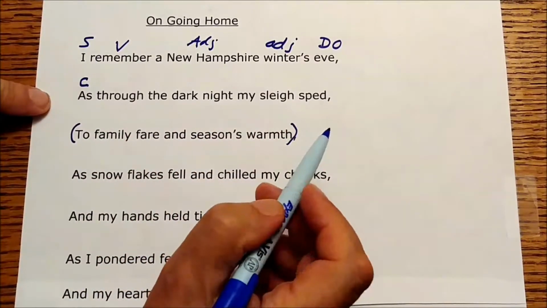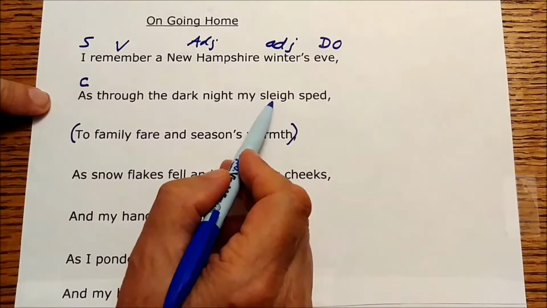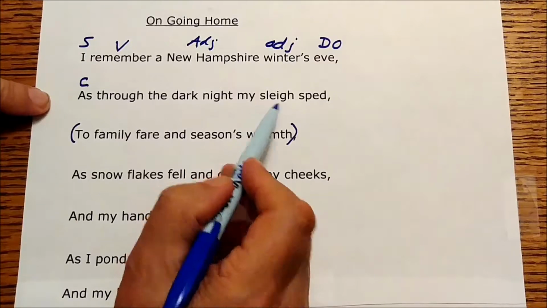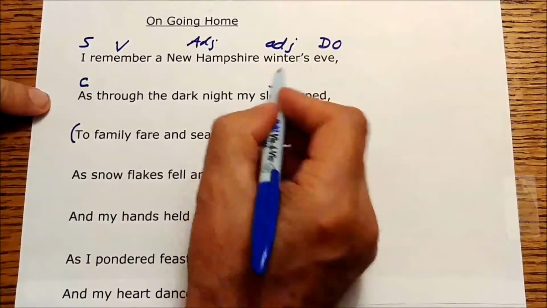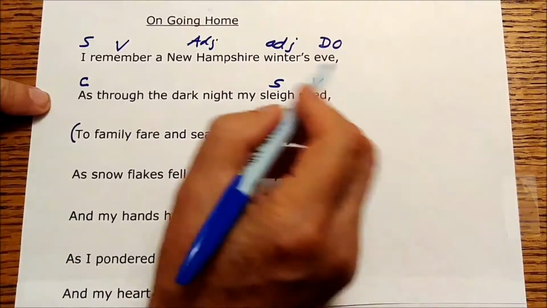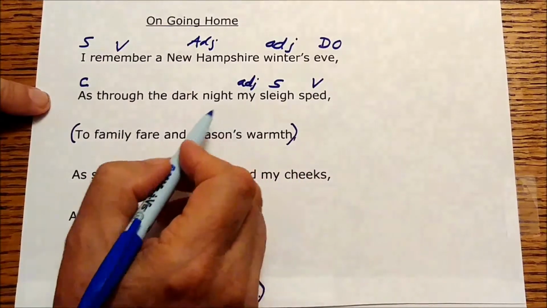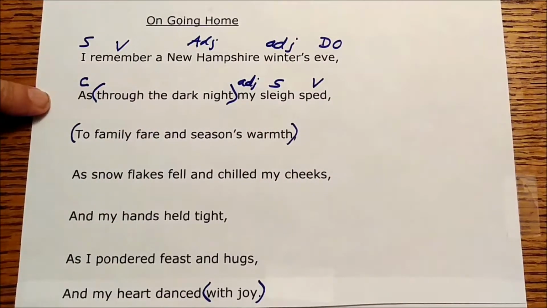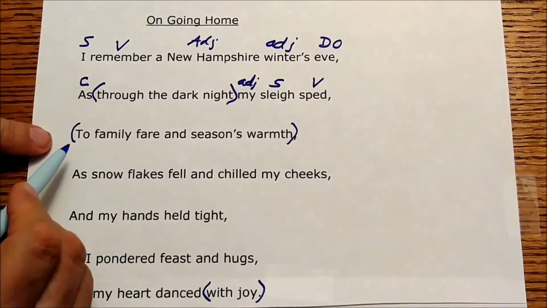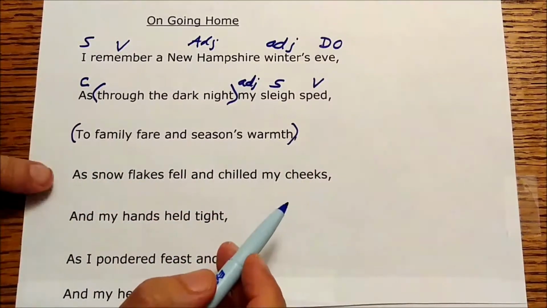All right. Now here we have a kind of sentence where you have the subject and the verb at the end. It's very common in poetry. So the subject here is sleigh. Sped is the verb. Okay. My is an adjective describing sleigh. And through the dark night, we have a prepositional phrase. So I did miss that the time before. To family fare and season's warmth, a long prepositional phrase.